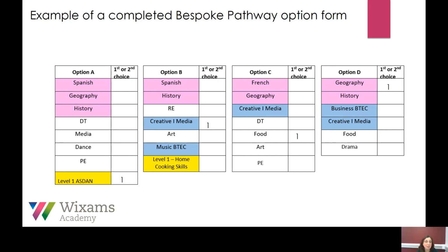Now they need to do their second choice, so here they've chosen geography, they really want to do geography, so they've made sure that geography is one of their choices. They want to do cooking, but this time they've chosen to do the level 1 home cooking skills. They really want to do creative media, so they made sure that that appears in a different area. And BTEC business is another BTEC that they've chosen, so that would be the bespoke pathway.